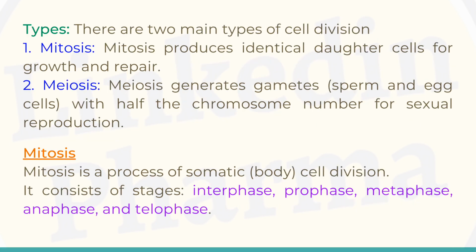Types. There are two main types of cell division, mitosis and meiosis. Mitosis produces identical daughter cells for growth and repair. Meiosis generates gametes, sperm and egg cells, with half the chromosome number for sexual reproduction. Mitosis. Mitosis is a process of somatic, body, cell division. It consists of stages: interphase, prophase, metaphase, anaphase, and telophase.